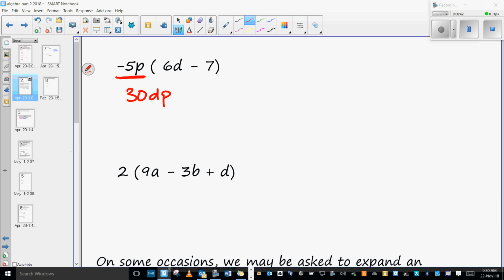Okay, now once we've done the multiplying, we need to look at the signs. What's the sign of the 5p? That's negative. What's the sign of the 6d? Positive. Are they the same or different? Different. So what sign do we have to put here? A negative. Yes? Awesome.